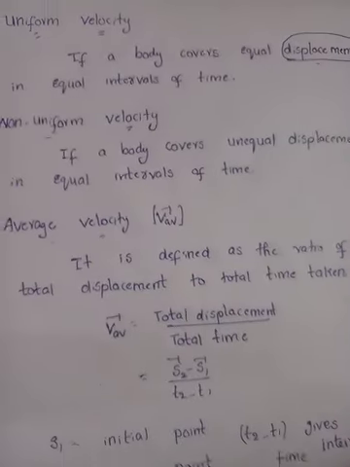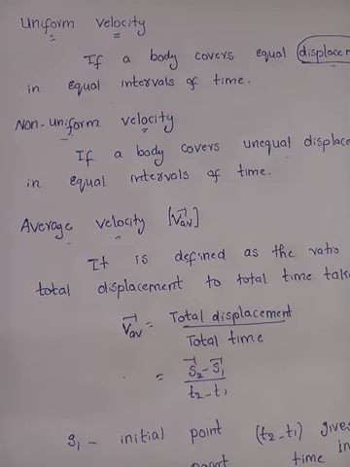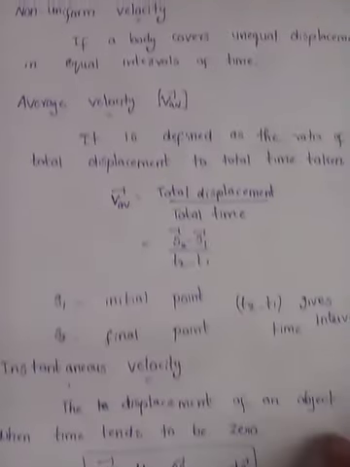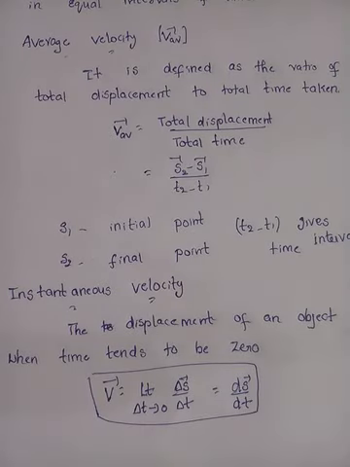Now, similar to speed, there are four types of velocity. One is uniform velocity: if a body covers equal displacements in equal intervals of time, it has uniform velocity. If either time or displacement is not equal, it is non-uniform velocity. Average velocity is total displacement to total time taken. And the last, instantaneous velocity, is the displacement of an object when time tends to 0. So this is about speed and velocity.